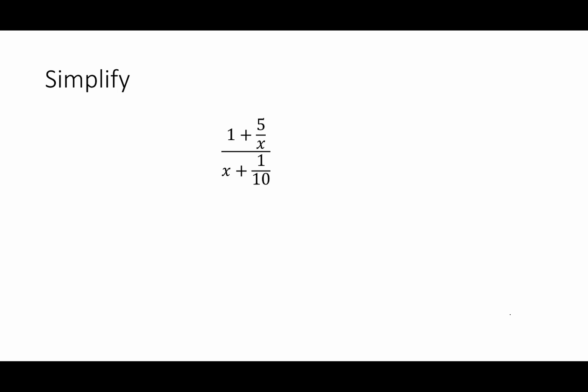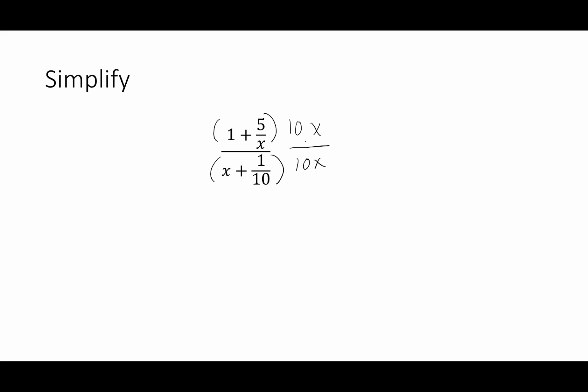Here's our last one. I have 1 plus 5 over x divided by x plus 1 over 10. So we call this a complex fraction. It is a fraction within a fraction. And really what I want to do is I would like to clear the fractions. I don't want to have a double fraction. So what I look for is what's in the denominator. So I know I have an x in the denominator. I also have a 10 in the denominator.